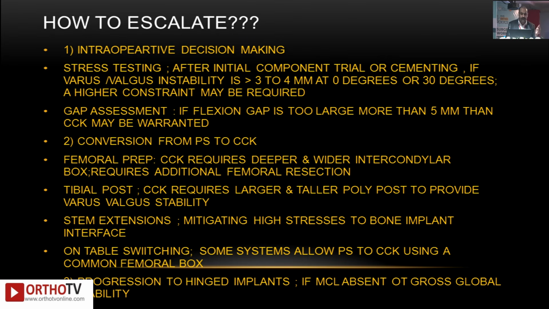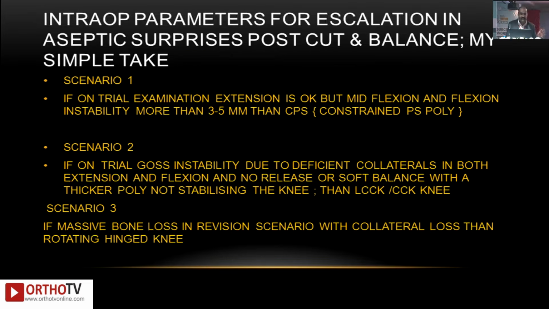So be sure when you are posting which patient, with a lot of clinical examination preoperatively. Progression to a hinge implant if there is gross global instability. Intraoperative parameters for me are simple, three scenarios. Scenario 1: if on trial examination extension is okay but mid-flexion instability is more than 3 to 5 mm, then CPS, constrained poly of the PS. Scenario 2 is gross instability, deficient collaterals, then LCCK or a CCK. Scenario 3: if it's total loss of collaterals, type 3, type 4 kind of AORIs, then RH case.